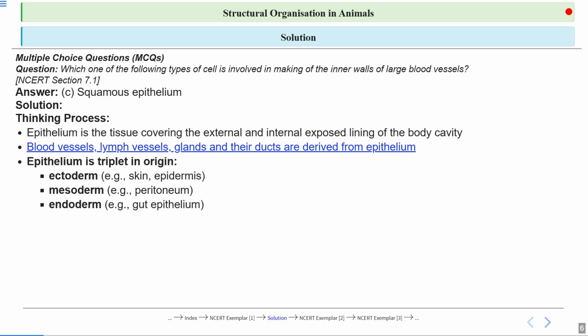And epithelium is triplet in origin: ectoderm, skin and epidermis. Mesoderm, that is made of peritoneum. Peritoneum is also an epithelium. And endoderm, the gut epithelium, is made by the endoderm. So the epithelial layer is made by all three types of germinal layer. The three germinal layers are ectoderm, mesoderm and endoderm. So skin is made by the ectoderm, right? And mesoderm makes the peritoneum, and endoderm makes the gut epithelium.